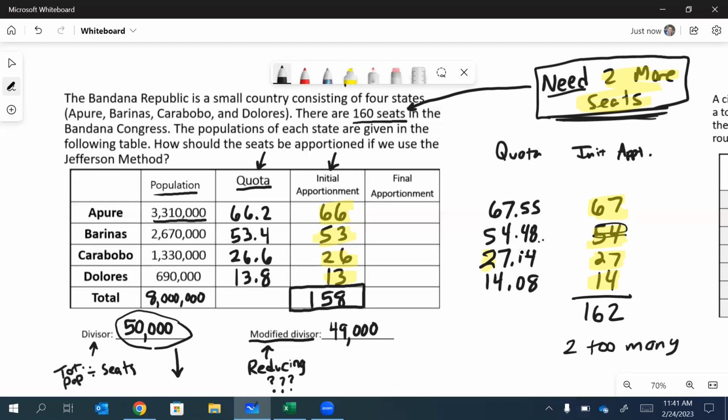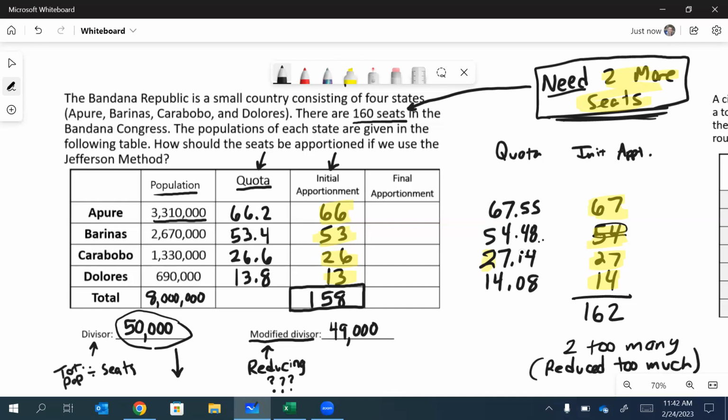What does that mean? Well, it means you reduced too much. You shouldn't have gone all the way down to 49,000. Maybe 49,500, maybe 49,200, maybe. And the issue is, of course, that you have to guess repeatedly until you get it right.